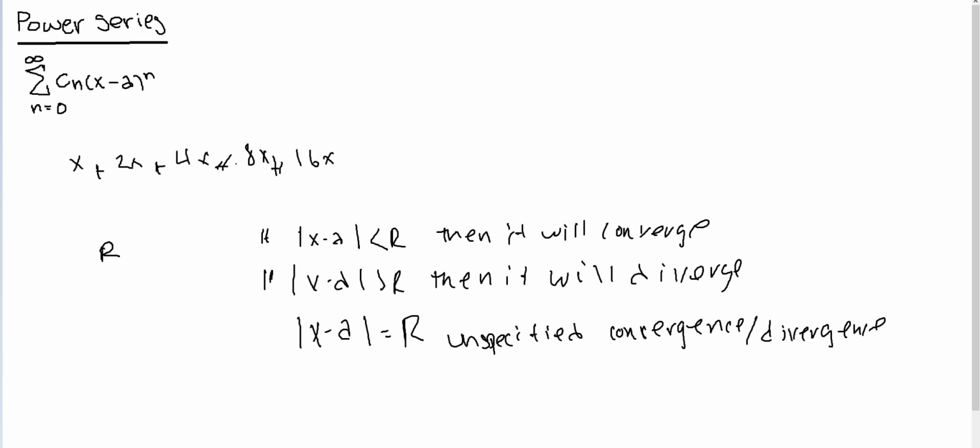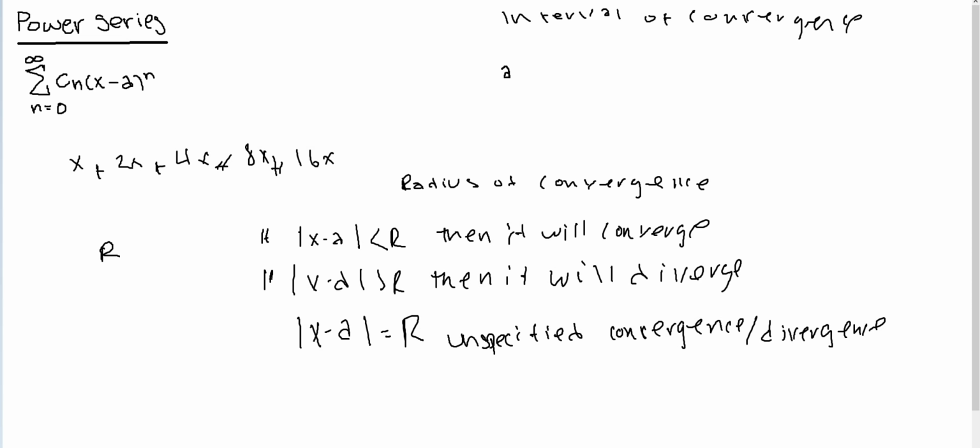Additionally, we have an interval of convergence. Let me write that: this is the radius of convergence, and our interval of convergence is as follows. Interval. If a minus R, our radius of convergence, is less than x, which is less than a plus R, the power series is going to converge. And if x is less than a minus R or x is greater than a plus R, then we know that the power series diverges.